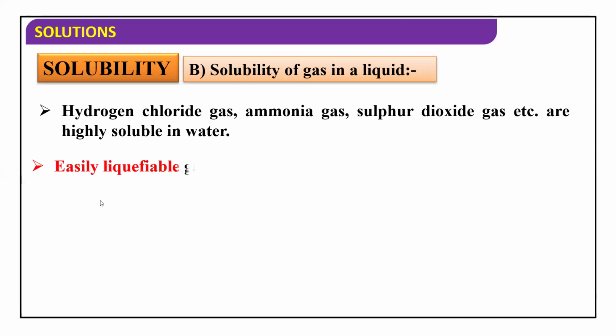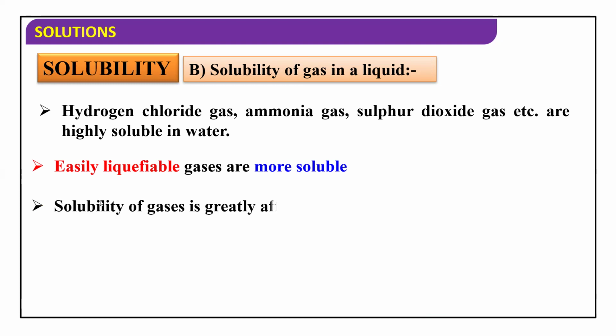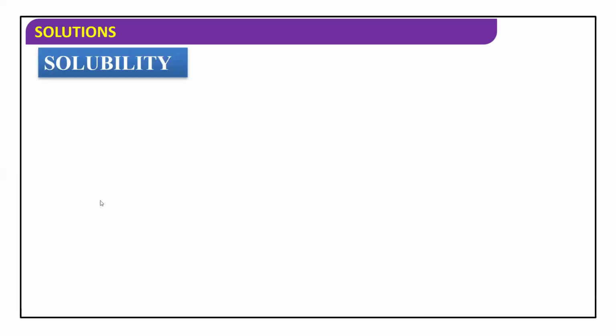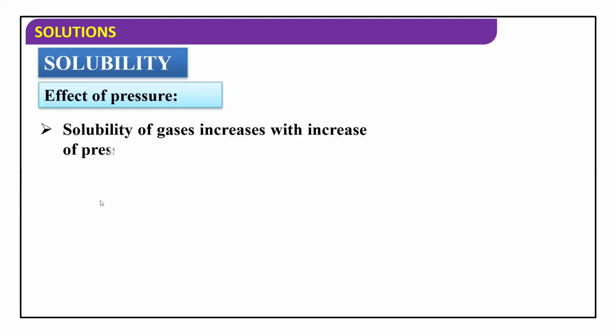So the easily liquefiable gases are more soluble. The gas which can liquefy easily is more soluble also. So liquefiability is directly proportional to solubility. Solubility of gases is greatly affected by pressure and temperature, and now let's see how they affect it. Coming to the effect of pressure first: solubility of gases increases with increase in pressure.